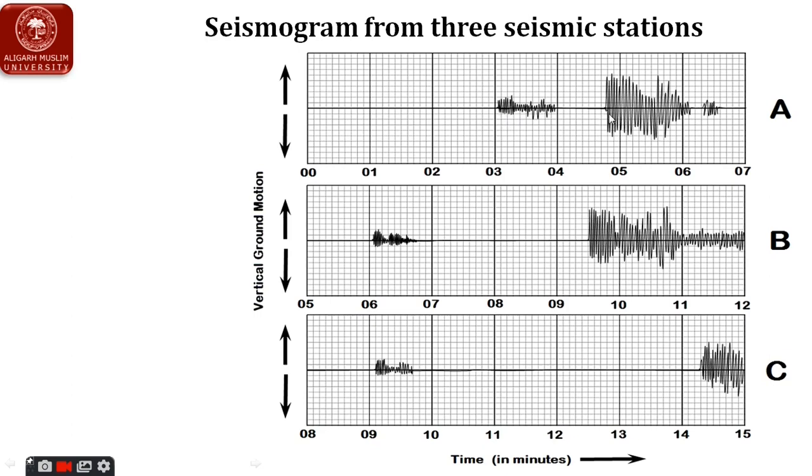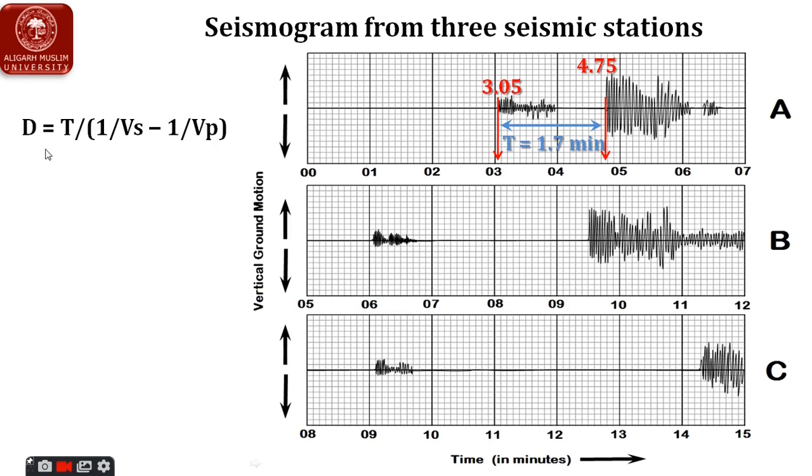Now here we have to estimate the time gap between the arrival of the P waves and the S waves. So in this particular case of seismic station A, the arrival of P waves takes place at 3.05 minutes, and the arrival of S wave takes place at 4.75 minutes, and the difference between these 2 arrivals is approximately 1.7 minutes.